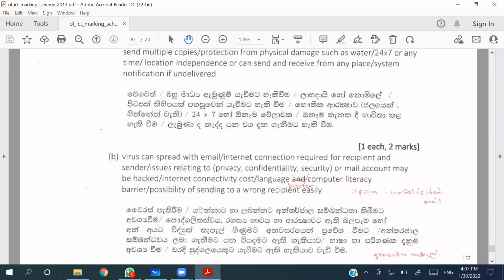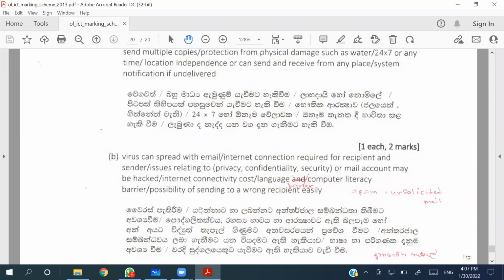And email accounts can be hacked, right? And there will be an additional cost for internet connectivity, right? And computer literacy level will be a problem. If you don't know how to send an email, it's going to be a problem, right?